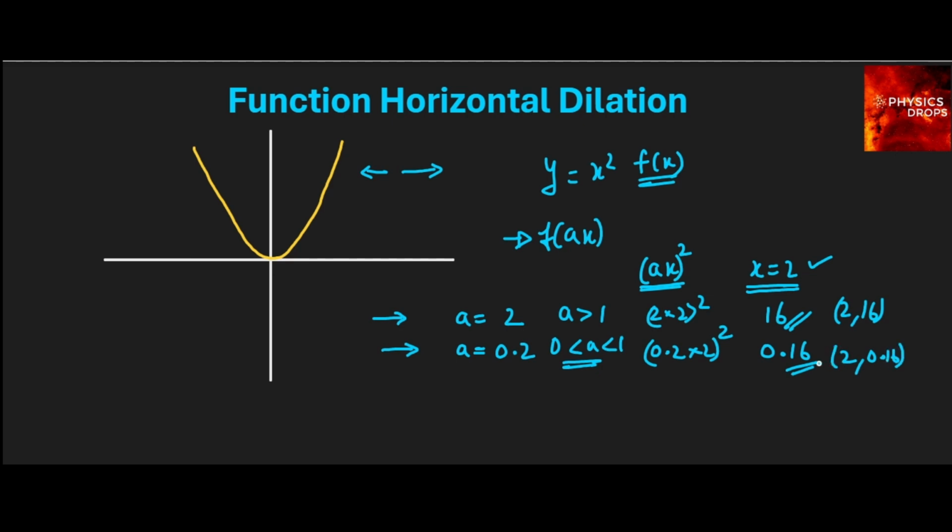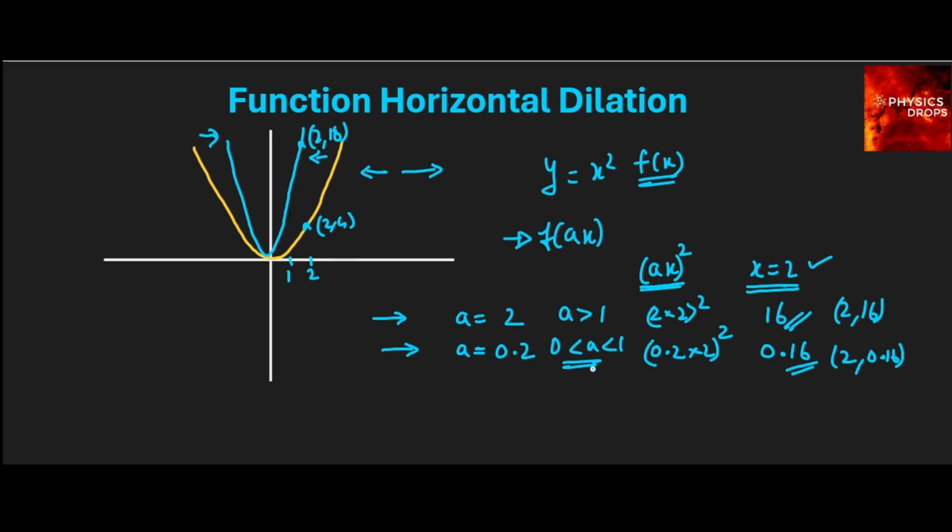Now let's look at them in the graph. Originally 2 square would be 4. Let's take this value of 2 here. This is 2, 4. Now when a is greater than 1, for the same value of 2, we get 16. So 2, 16. If we study this for many points, the graph would horizontally get compressed or pushed in, we can say, this quadratic graph.